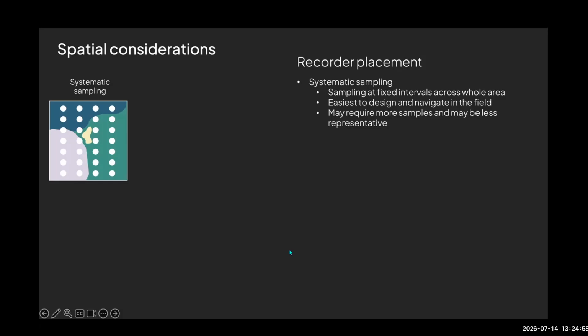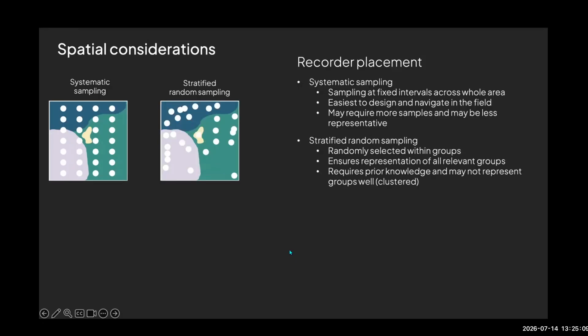As you can see in that little graphic there, that yellow habitat doesn't actually get sampled because of those fixed distances. So you might miss out on some habitat. And then there's stratified random sampling. That's when you are selecting the groups, in this case those 4 different habitat types, and then you randomly sample within them. That ensures representation of all of those relevant groups, but it requires prior knowledge, and you may not represent the groups very well because if it's random, you might cluster some of those points. And as you can see there, some of those points are overlapping.